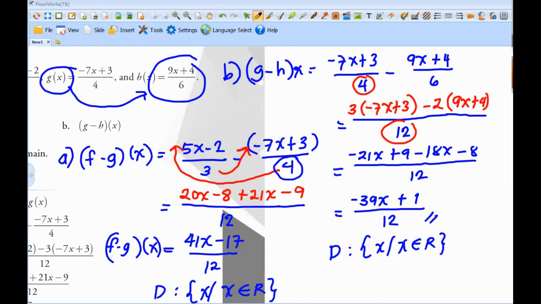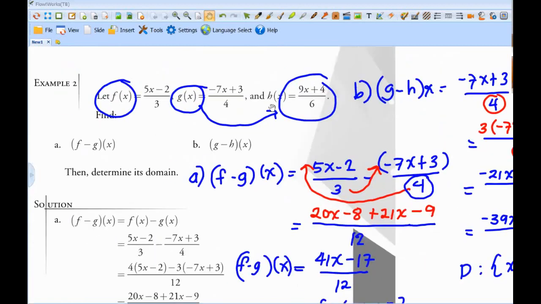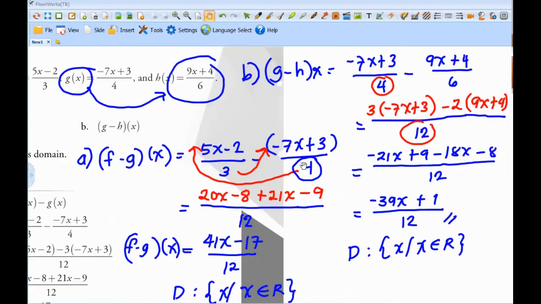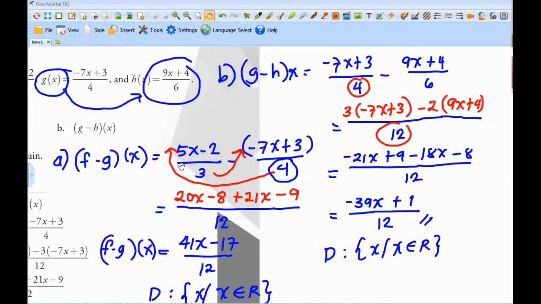Sir, in example number 2, what is the arrangement when adding and subtracting F and G of x? If you started with G, you have to copy the G. And then H. Right? G minus H. But on the first one it is F minus G. So your F is 5x minus 2 over 3 minus the G, where G is negative 7x plus 3. You got it? You just copy those given. Right?